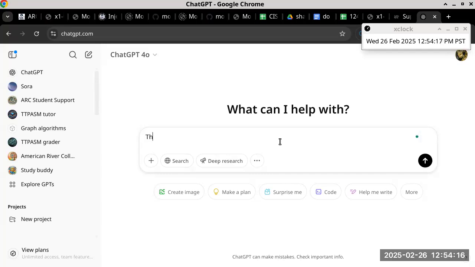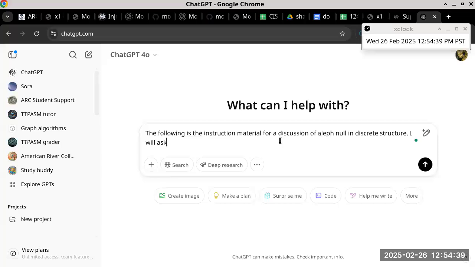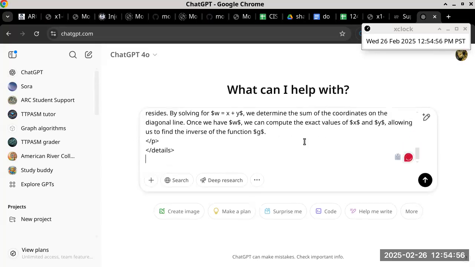So you basically go like, okay, the following is the instruction material for a discussion of Aleph Null in discrete structures. I will ask additional questions in the following prompts. Okay, bad grammar because there's no "the" in front of "following prompts." Somehow it's highlighting it red. I don't know why. So Control V, there we go.